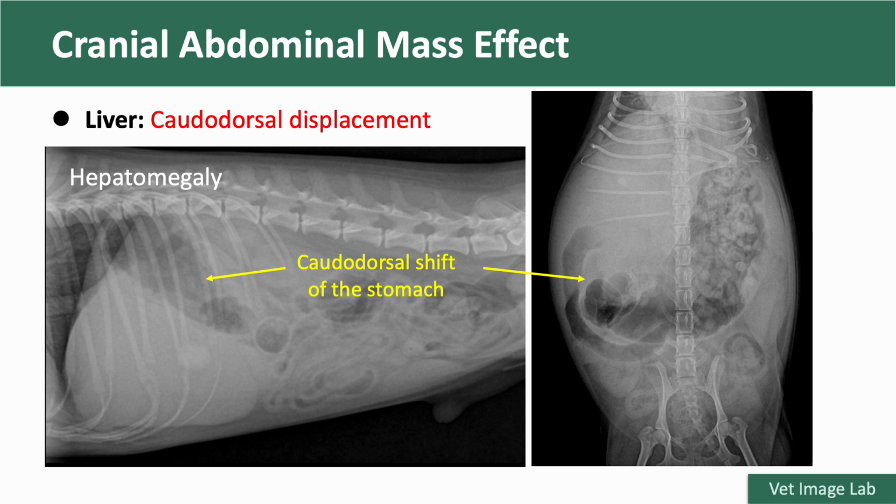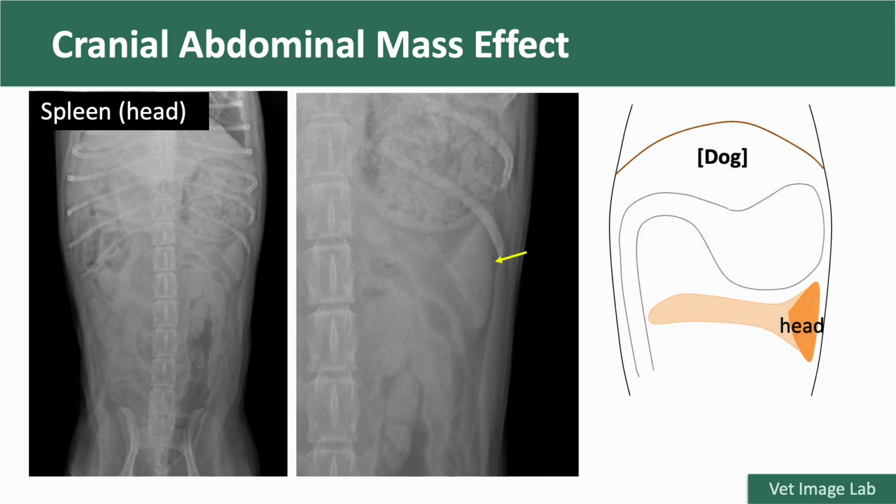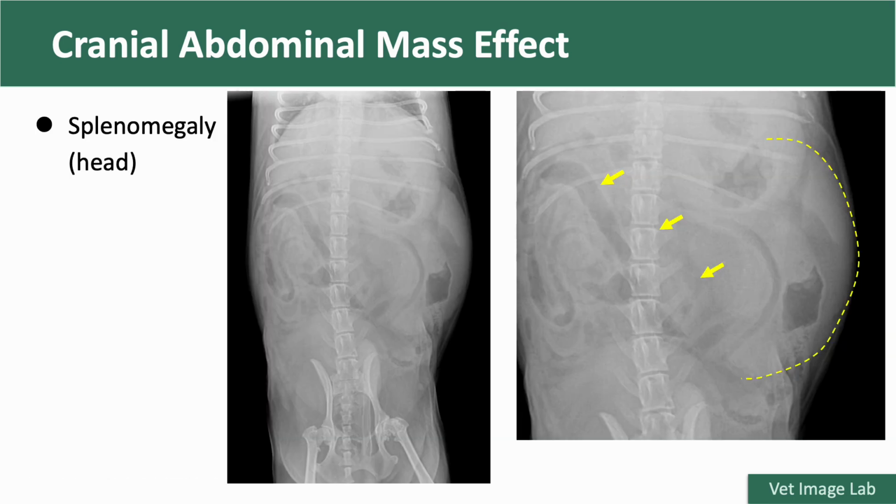In this case of hepatomegaly, you can clearly see the gas-filled stomach shifted caudodorsally on the lateral view. And on the VD view, the stomach is also displaced caudally and to the left. This is another example. In a normal dog, the splenic head is located in the left cranial abdomen. In this case, the enlarged splenic head, marked with the dashed line, pushes the surrounding intestinal loops, shown by the arrows, caudally and to the left.